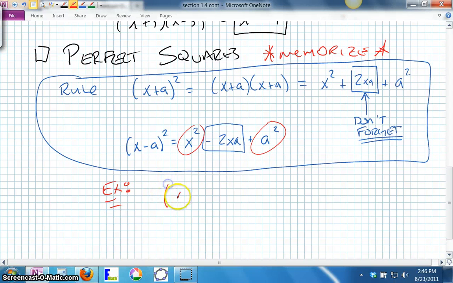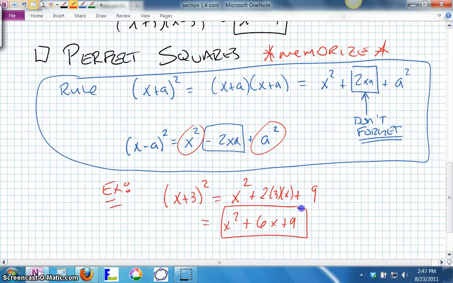What is quantity x plus 3 all squared? I'm taking a binomial and I am squaring it. According to the formula, it's going to be the first term squared, so that's just going to be an x squared. In the back, it's going to be an a squared. In this case, the 3 represents the a. So in the back, it's going to be what? 9. So what's in the middle? 6x. So 2 times 3 times x. So the answer is x squared plus 6x plus 9.